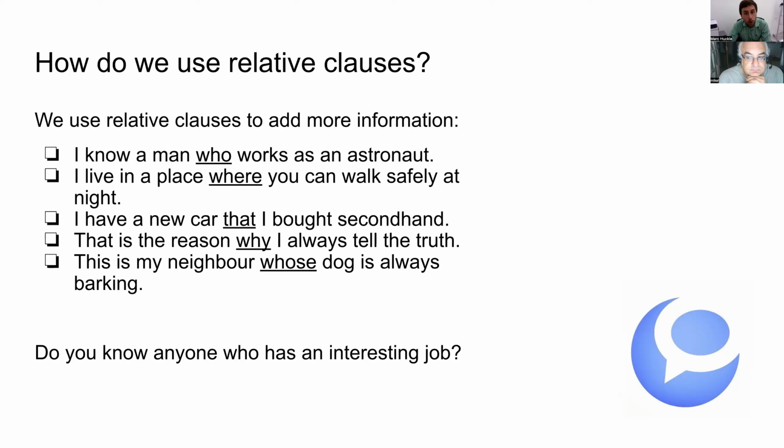I know a man who works as an astronaut. Why? Because man, a person, the pronoun is who, and you omit the subject. I live in a place where you can walk safely at night. Now, a place where, but you is a different subject, therefore you include it.